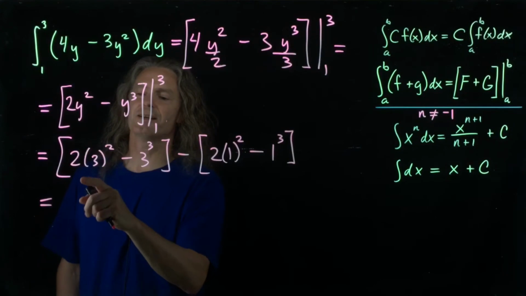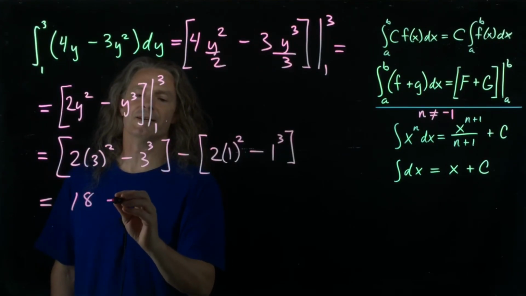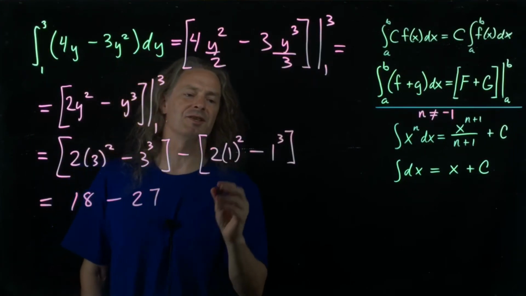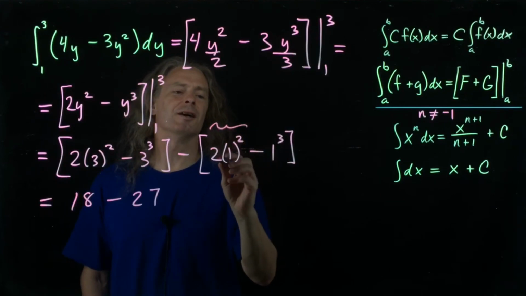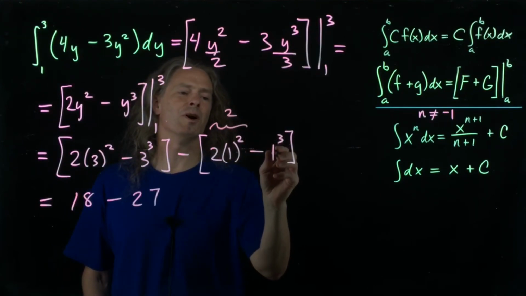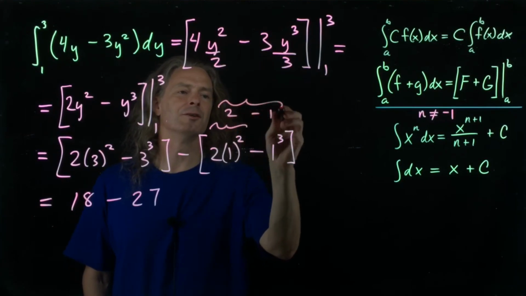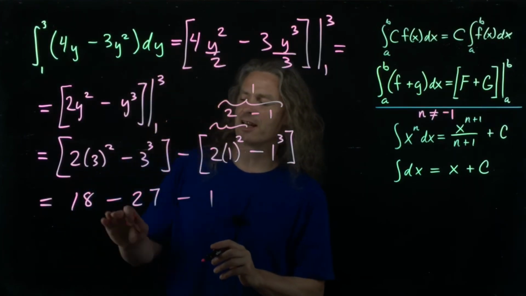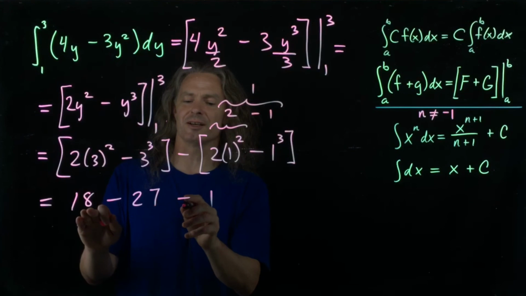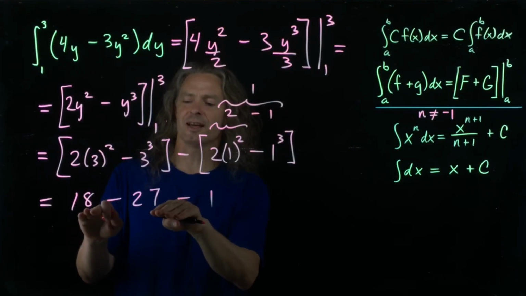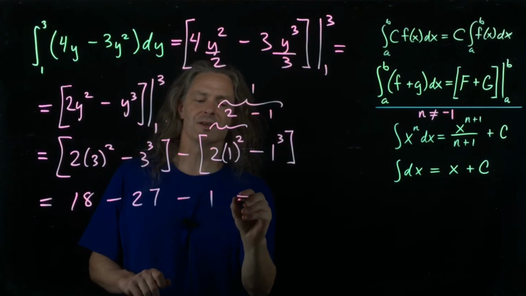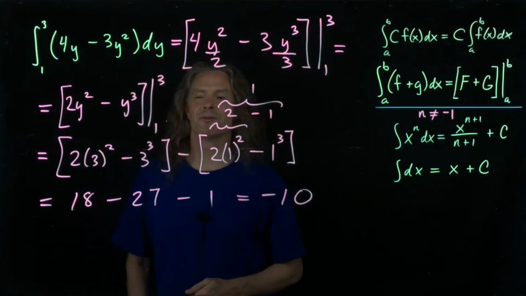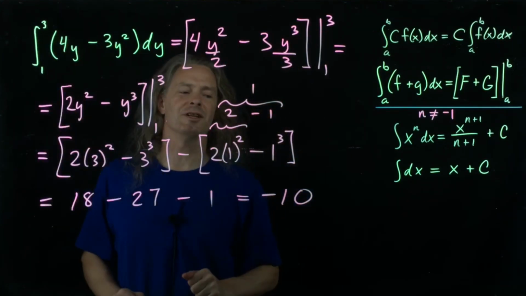So 3 squared is 9 times 2 is 18 minus 3 cubed, that's 27. And then I've got minus this. Let's work this out. This here is just 2, and this here is just 1. 1 cubed is 1, so I've got 2 minus 1, which is 1. So all of this, I'm subtracting 1. All right, so I've got 18, and I've got negative 27 and a negative 1, so negative 28. 18 plus negative 28 is going to give me negative 10. All right. That's our result for the evaluation of this definite integral.